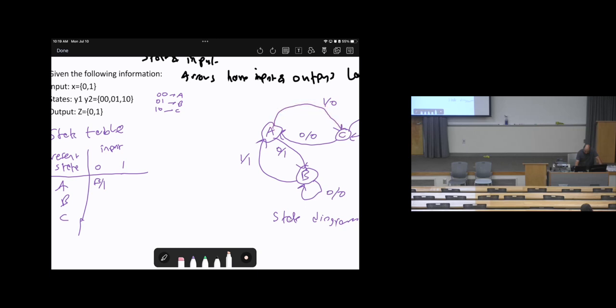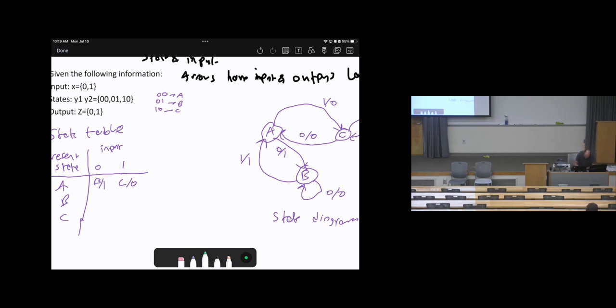So it will go to C, the output is 0. Yes? Does the 1 on the denominator mean it's completed? The one here? No, this means the outputs. Okay, so it doesn't mean anything, it just gives you an indication at the output.